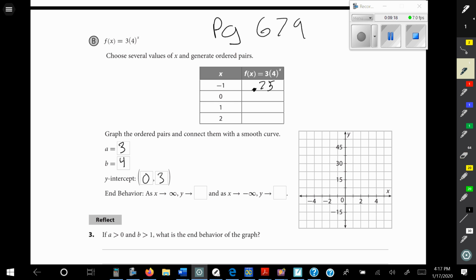And then you just fill in the rest of them. You plug in your 0, your 1, and your 2. And you'll get 3, 12, and 48. All right, now I'm going to graph that. So just a moment.